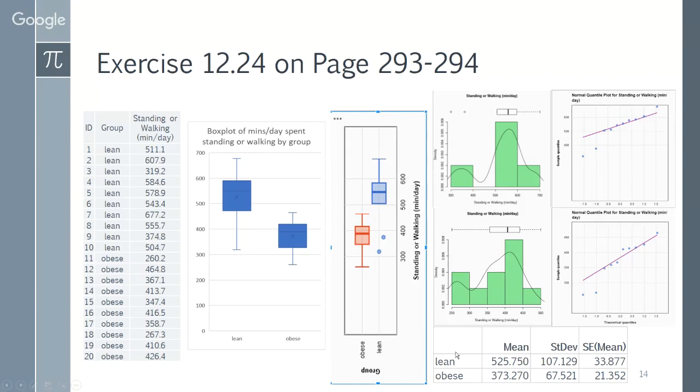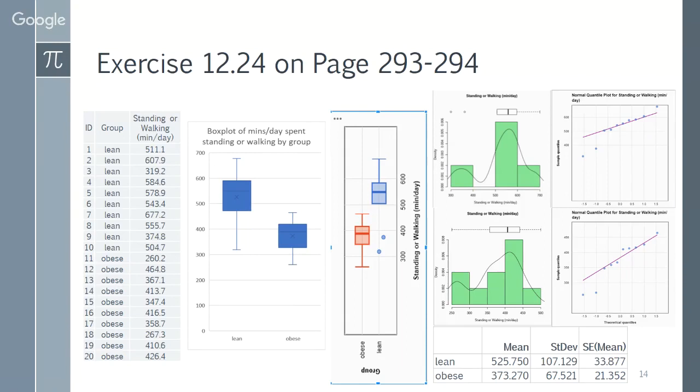Next, we have some summary statistics that the statistics package or add-on calculates for us. So it tells us that the mean standing or walking minutes per day in the lean group is 525 compared to the mean of 373 in the obese group. These are the sample standard deviations, and it actually calculates the standard error for the mean for each group for us too. So that's kind of nice. And again, the standard error for the mean is the standard deviation divided by the square root of the sample size. So you can calculate that yourself just to make sure it's been done correctly.